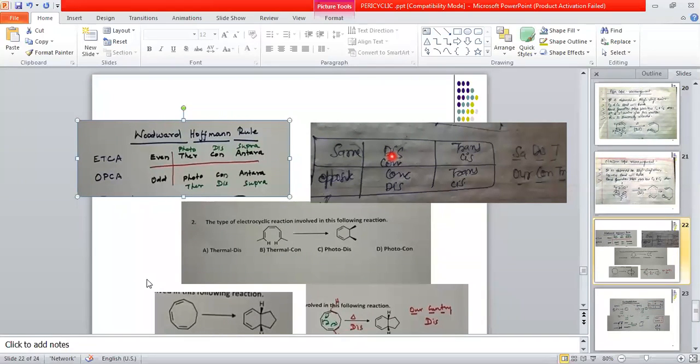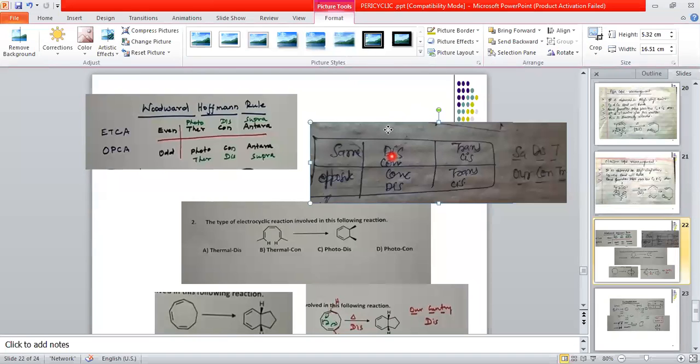Now hopefully you understand. Firstly, we have to see whether the groups are found on the same side or the opposite side. If they are making a cis compound, it means the rotation will be dis. Now we have to remember this rule: if the number of pi bonds is odd, the condition will be either photochemical or thermal, but if the rotation is dis rotation, the condition will be thermal. Now come to the next one.